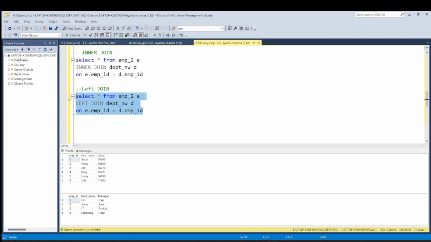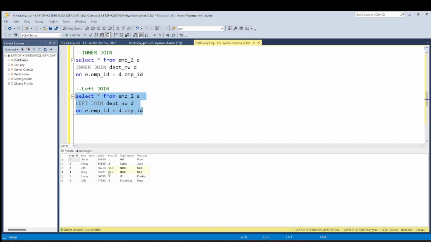Okay, so it is giving me all the values, but here I'll get null because 3 and 4 were not there in the right column or right table, right?